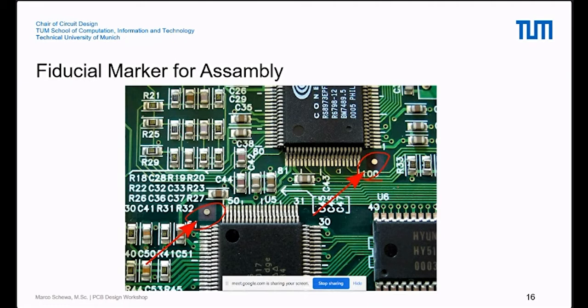No, I didn't forget something. Do you have some questions? Did you already try to produce a PCB?